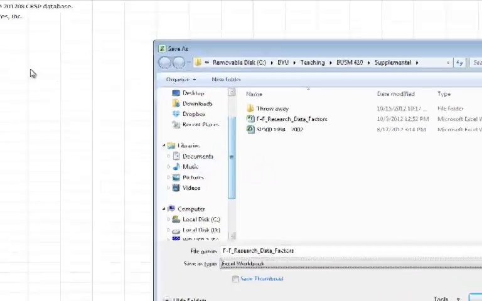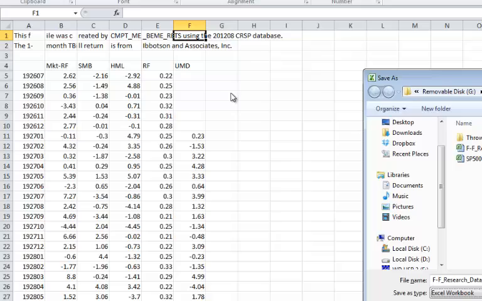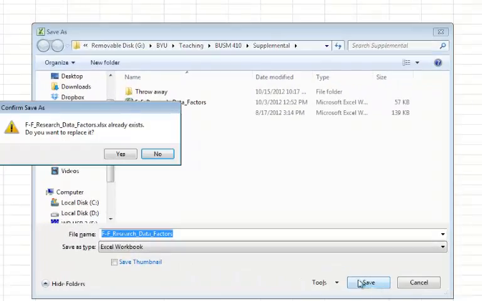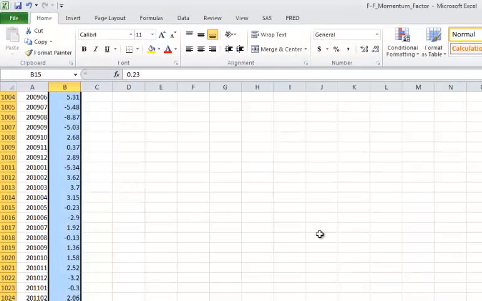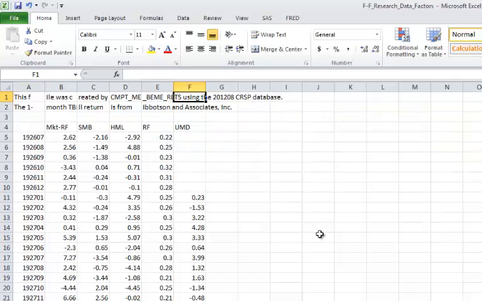Because what you have here is the Fama French, SMB, and HML factors, and you also have the UMD factors. So I would save this as an Excel file. There you have it. No longer need the momentum file, so I'm just going to close out of that.